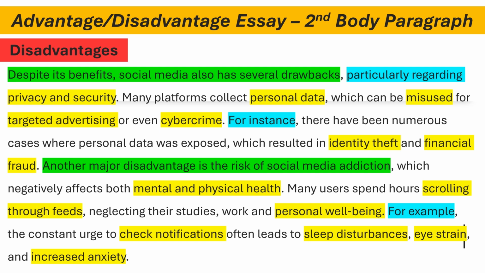Notice how the topic sentence is framed and how each disadvantage is introduced. These are highlighted in green. Also look at the highlighted vocabulary in yellow, which is both relevant to the topic and commonly used in discussions about social media. Now let's move on to writing a conclusion that effectively summarizes our discussion.